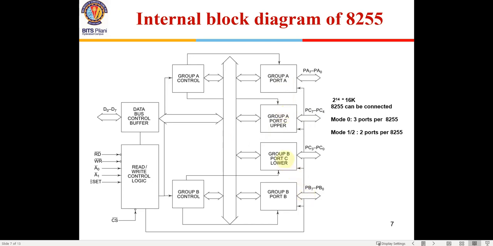Or you can configure group B also for mode 1 operation, or you can configure both of them for mode 1 operation. When I configure it for mode 1 operation, suppose I am configuring group A for mode 1 operation, then port A will be of 12 pins.